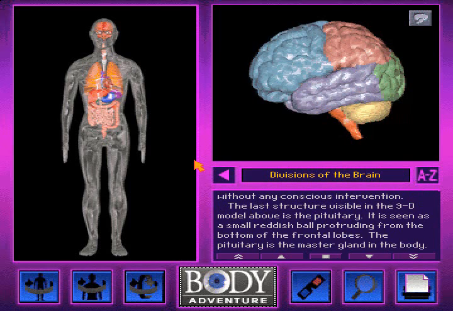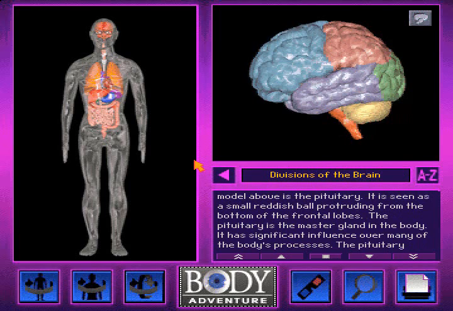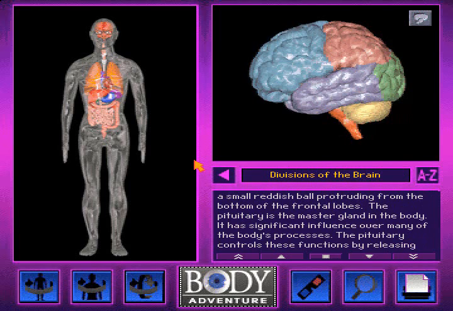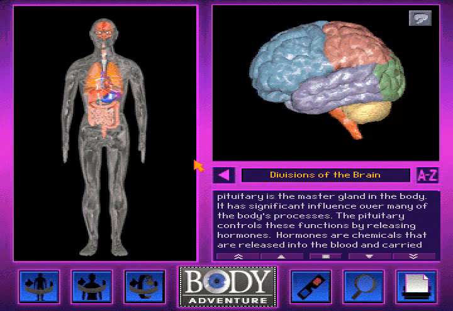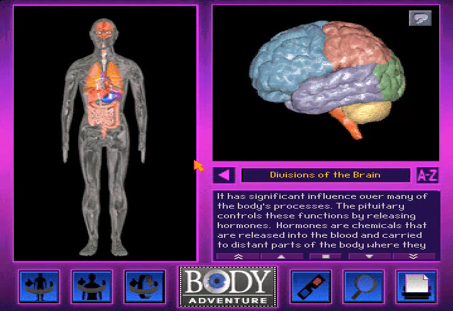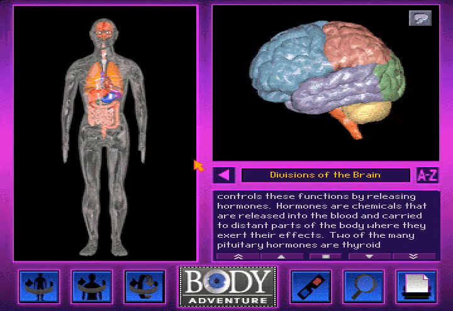The last structure visible in the 3D model above is the pituitary. It is seen as a small reddish ball protruding from the bottom of the frontal lobes. The pituitary is the master gland in the body. It has significant influence over many of the body's processes. The pituitary controls these functions by releasing hormones.